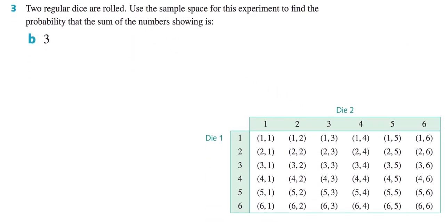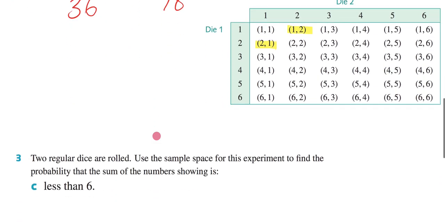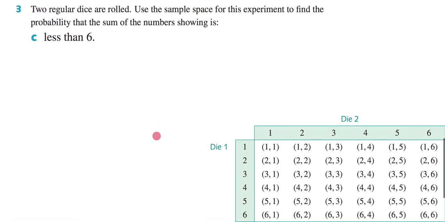3b is asking me the probability that the sum of the numbers is going to be 3. So again, we're being asked to use the sample space, and well, 1 and 1 is going to give me 2. That's not going to work. 1 and 2 will give me 3, and therefore 2 and 1 will give me 3, and nothing else will give me a sum of 3. So that means that there are 2 possible outcomes out of 36, so my answer will be 1 on 18. Pretty easy.